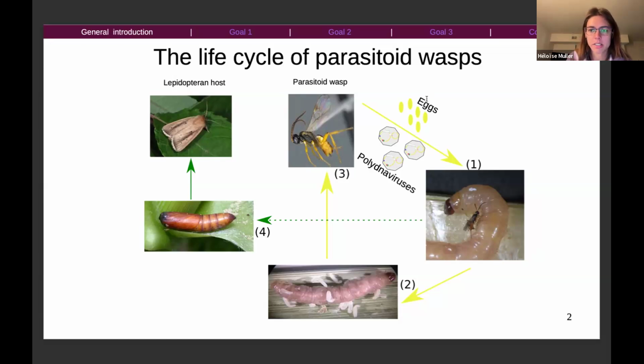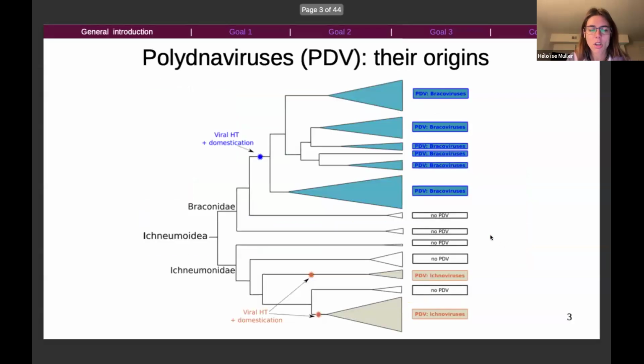What is very interesting here is that at the same time as the eggs, some of those wasps also inject polydnaviruses, which are domesticated viruses. Once in the caterpillar, those polydnaviruses can express virulence genes and inhibit the immune response of the caterpillar in such a way that the caterpillar cannot defend itself against the invading wasp larva. The polydnaviruses, which I'm going to call just PDV, are actually a paraphyletic group.